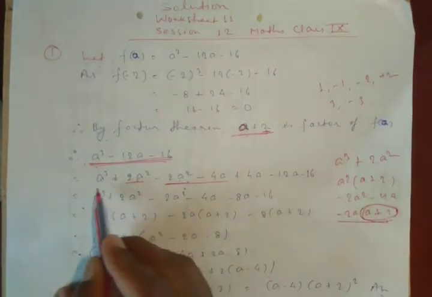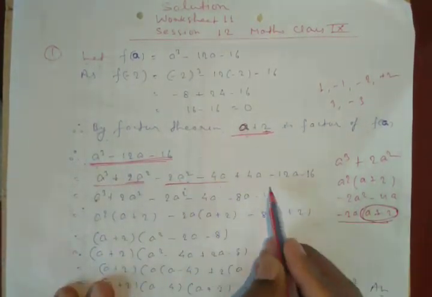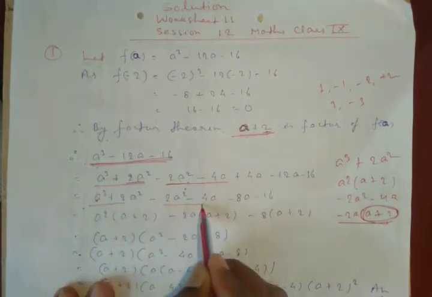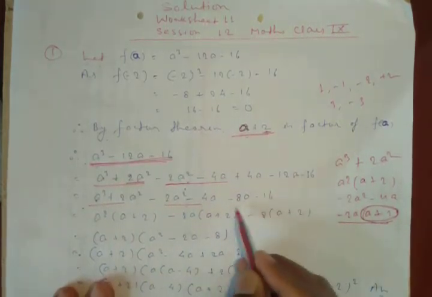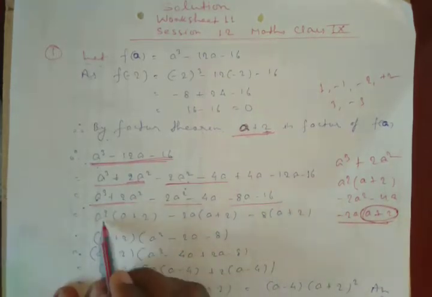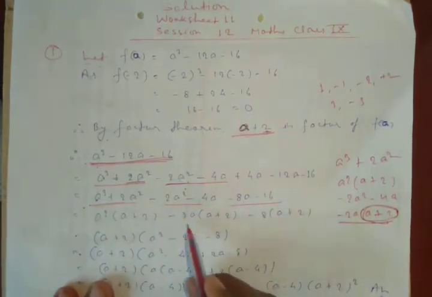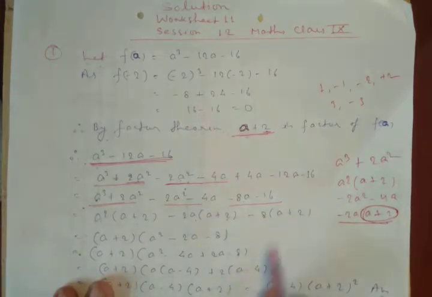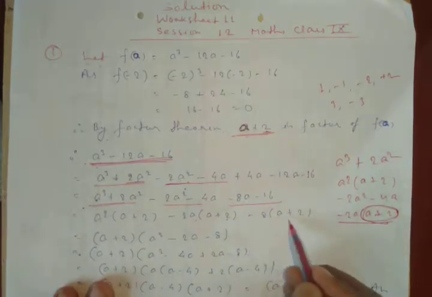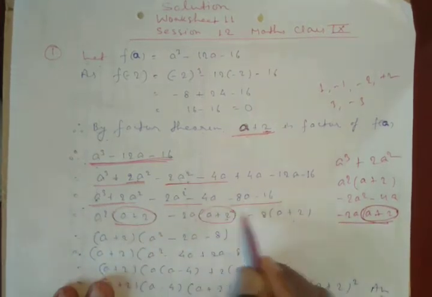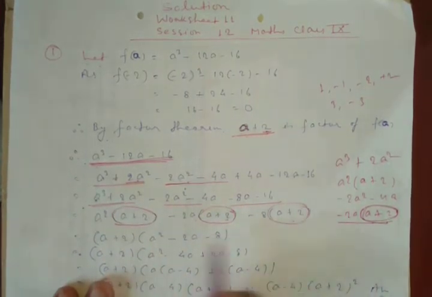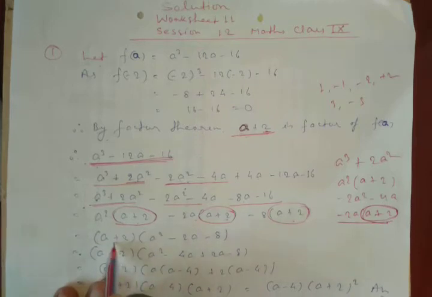Now here 4a minus 12a will be minus 8a. See clearly that in this, a square is common, then a plus 2. Here minus 2a is common, then a plus 2 is left, and here minus 8 is common, then a plus 2. Now see that everywhere a plus 2 is common. Then take out a plus 2 as common, and a square minus 2a minus 8 is left.